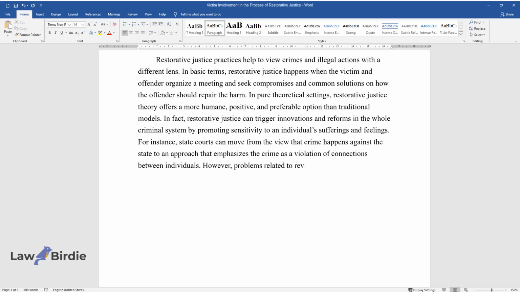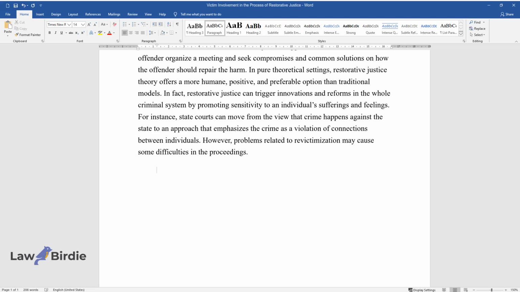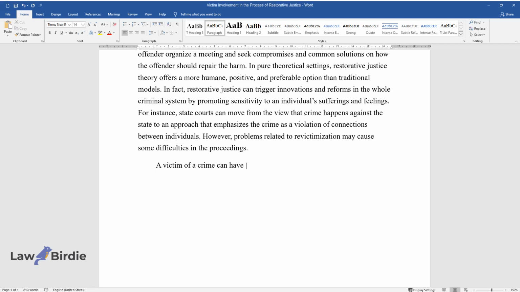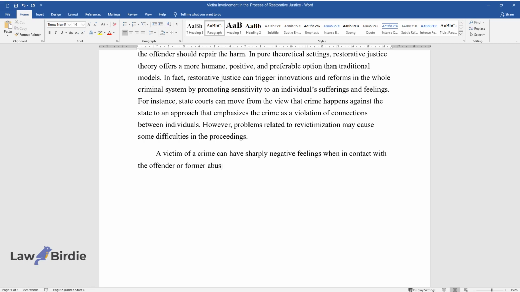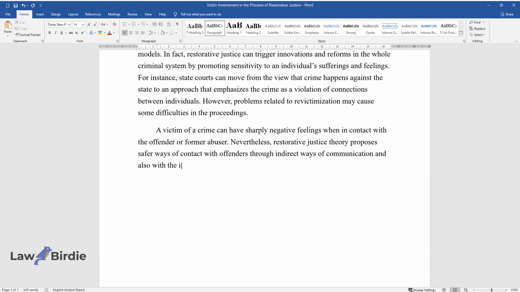However, problems related to revictimization may cause some difficulties in the proceedings. A victim of a crime can have sharply negative feelings when in contact with the offender or former abuser. Nevertheless, restorative justice theory proposes safer ways of contact with offenders through indirect ways of communication and also with the involvement of third parties, community representatives.